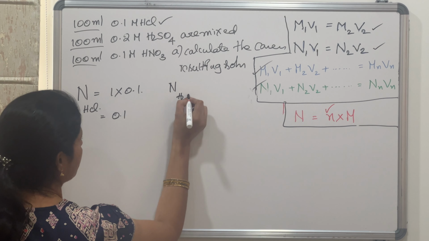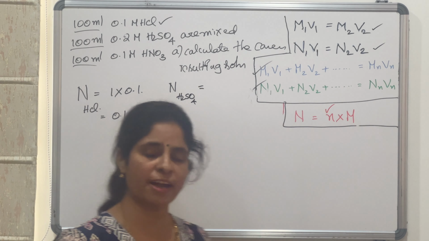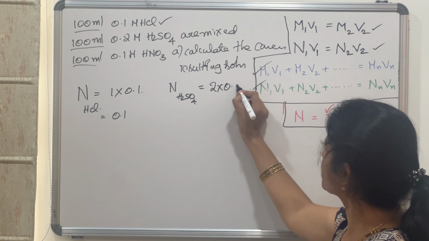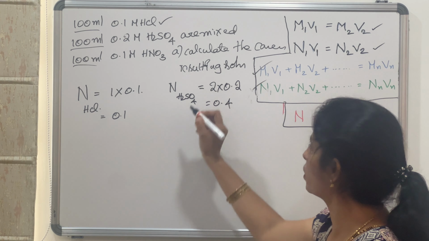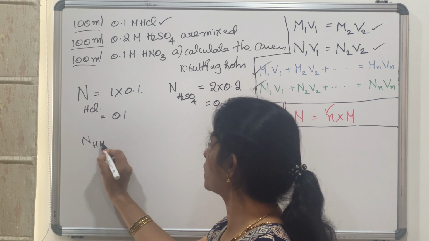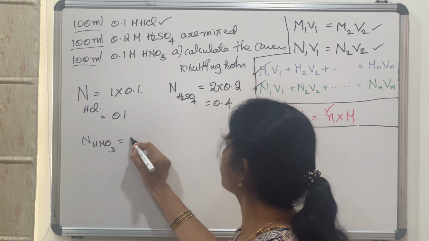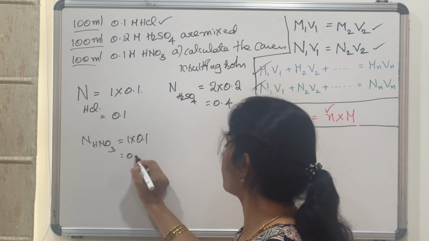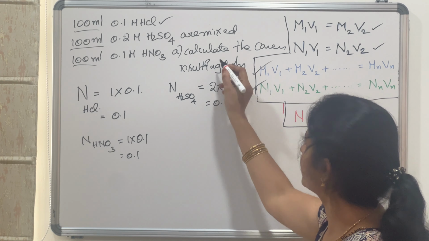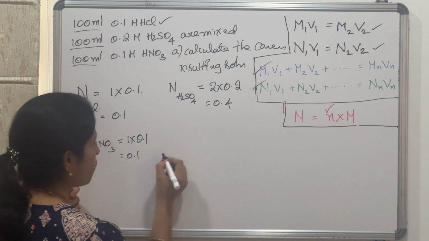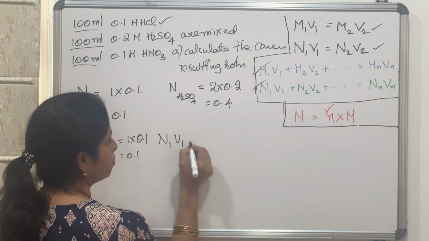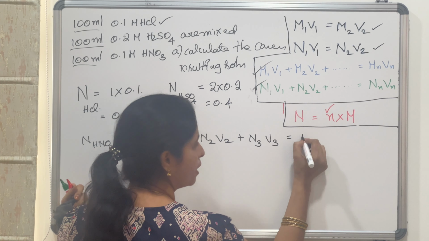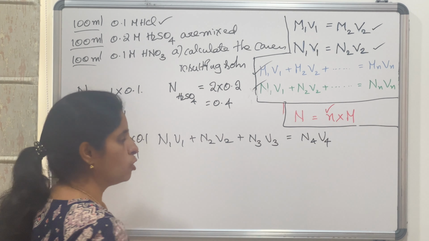And what is the normality of H2SO4? What is the n factor for H2SO4? It is 2. So 2 into, what is the concentration? 0.2. So which is equal to 0.4. And what is the normality of HNO3? Normality of HNO3 is equal to, what is the n factor? 1. So 1 into 0.1, it is 0.1. So now he asks you to find out the concentration of the resultant solution. So what will be the formula? N1V1 plus N2V2 plus N3V3 is equal to the new concentration N4 and the new volume V4.